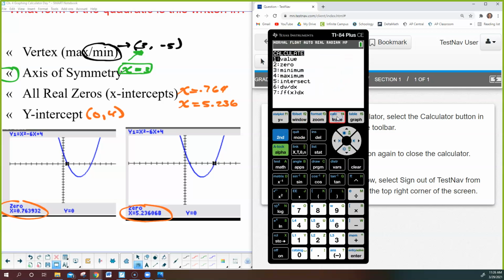It's all in second calc, and it's option 1, 2, 3, or 4. Now notice we didn't use maximum on this one because this graph does not have a maximum. It only has a minimum. If it was flipped upside down, then we would use the maximum versus the minimum.